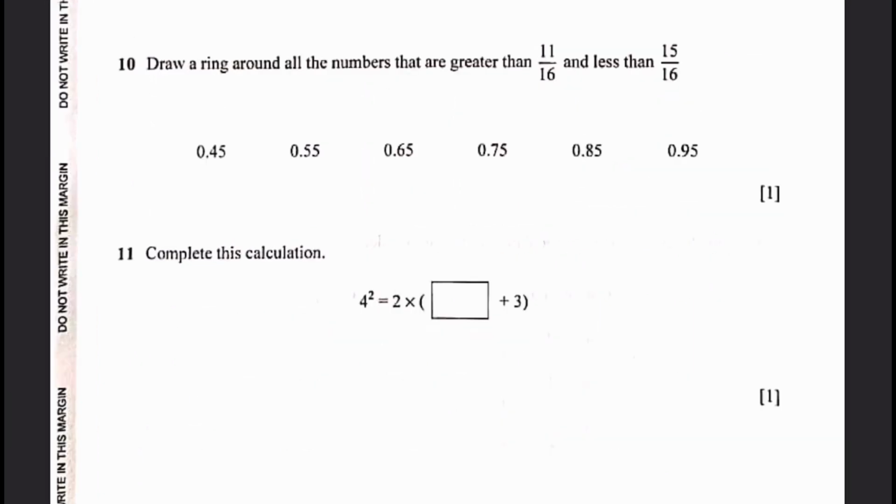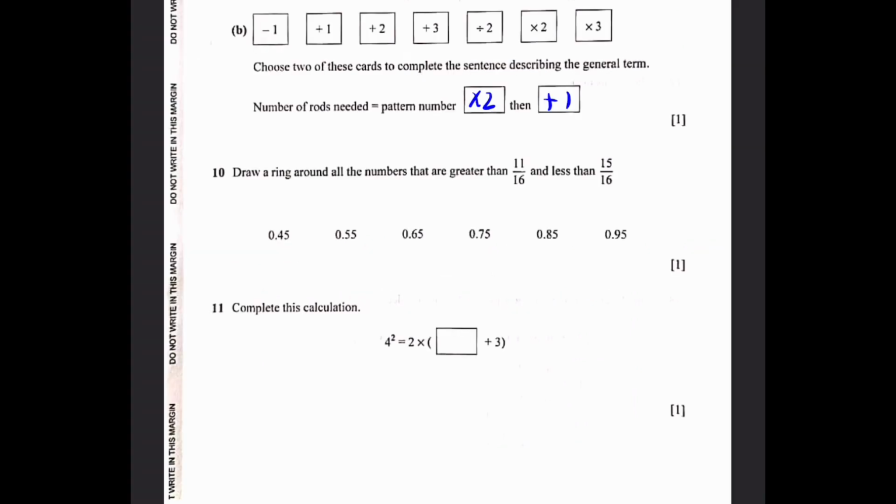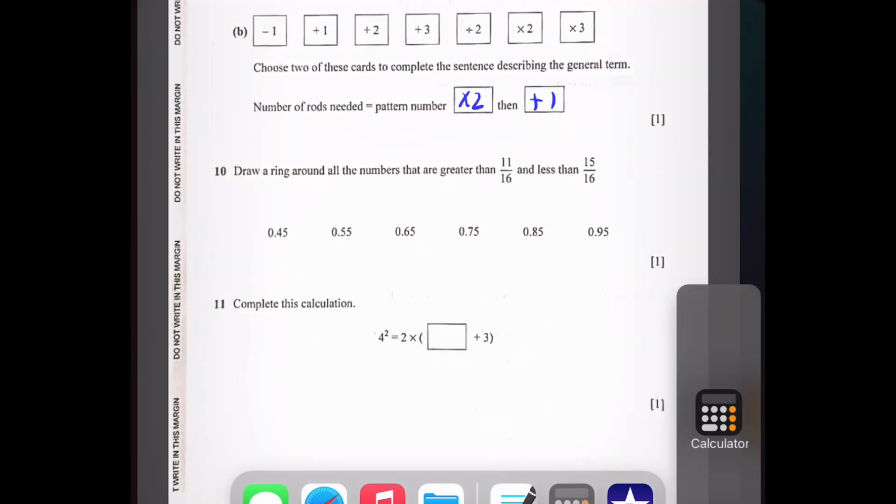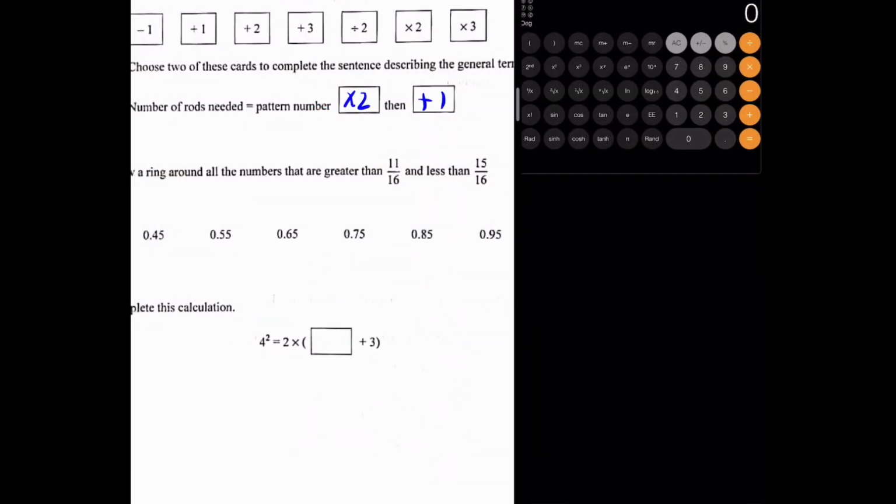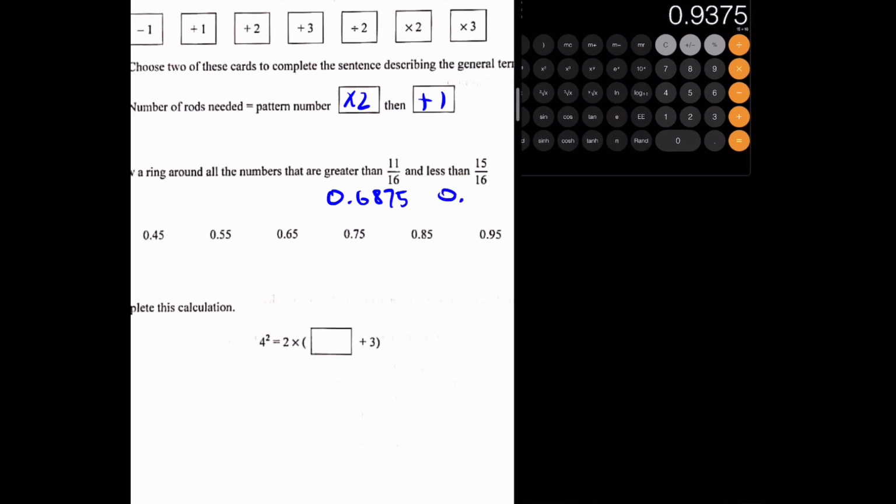Question 10. Draw a ring around all the numbers that are greater than 11 by 16 and less than 15 by 16. So let's take our calculator out and find out what's 11 by 16. 11 divided by 16 is 0.6875. Let's clear. 15 divided by 16 is equal to 0.9375. We can take out the calculator now.